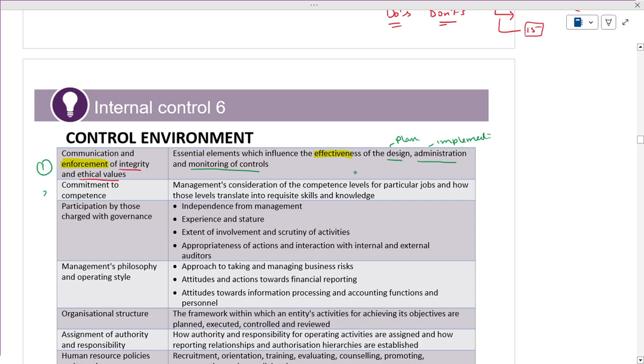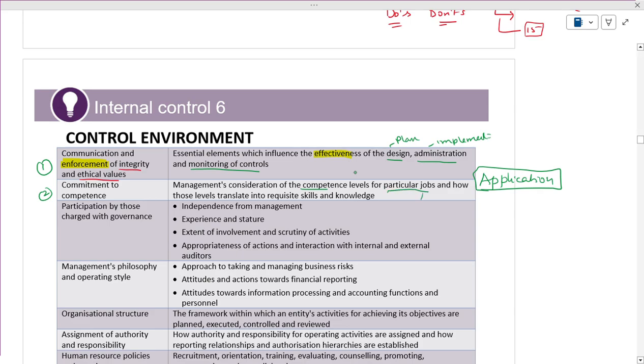Commitment to competence. Management consideration of competence levels. These are the things we are reading and learning, but they will mostly appear in application. Application means scenario based. Commitment to competence levels for particular jobs.